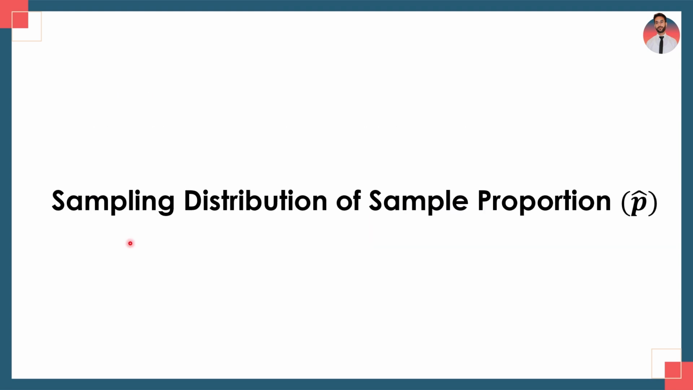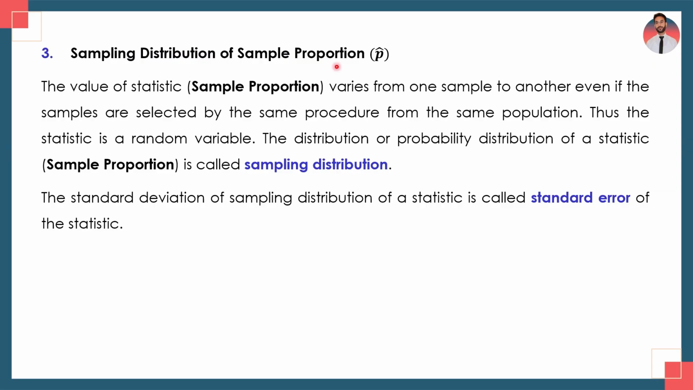Now the first point is sampling distribution of sample proportions p hat. First we explain the term proportion, which, when denoted by p hat, is called sample proportion. Proportion means any part or a small part from a total number of units. The value of a statistic, that is sample proportion, varies from one sample to another even if the samples are selected by the same procedure from the same population. Thus, the statistic is a random variable. The probability distribution of a statistic, the sample proportion, is called the sampling distribution.